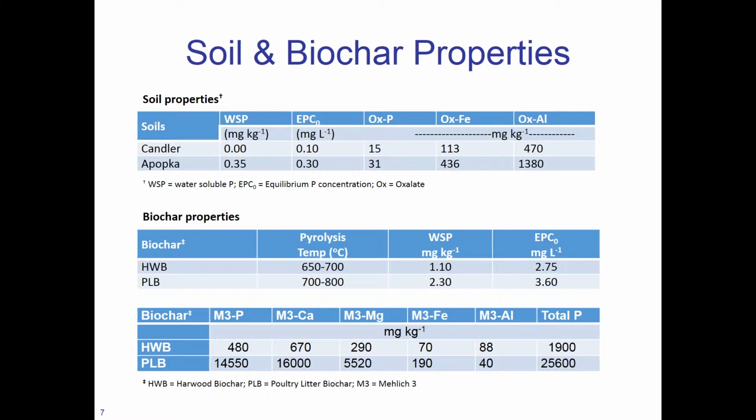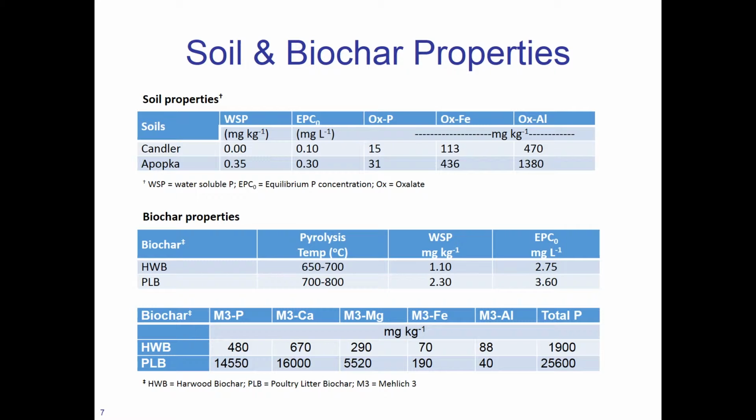Next, what we are going to look at is the biochar properties. We looked at two different biochar sources, a hardwood biochar and a poultry litter biochar. Remember, these are what we call feedstocks, the hardwood and the poultry litter. And they were heated at different temperatures. The pyrolysis temperatures were about 650 to 700 or 700 and 800. And again, look at the EPC. The EPC values are 2.75 for hardwood biochar and 3.60 for the poultry litter biochar.